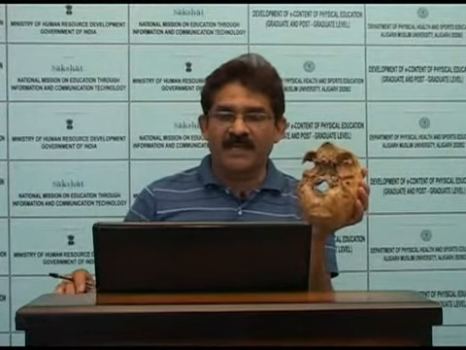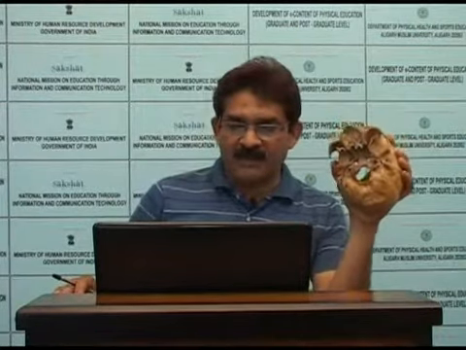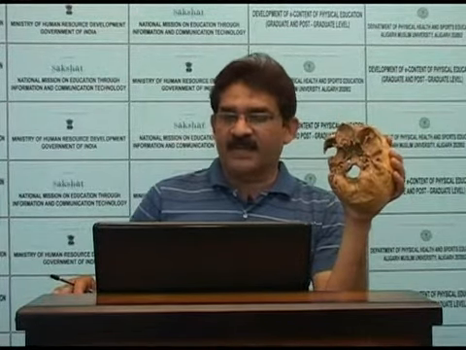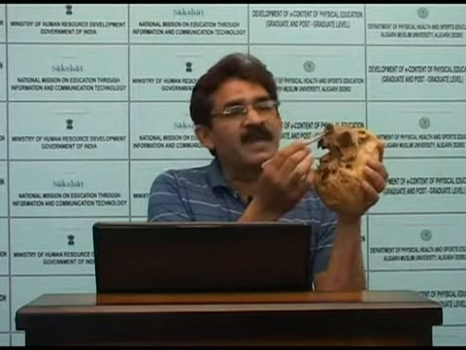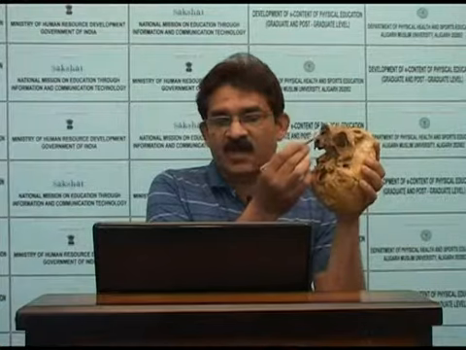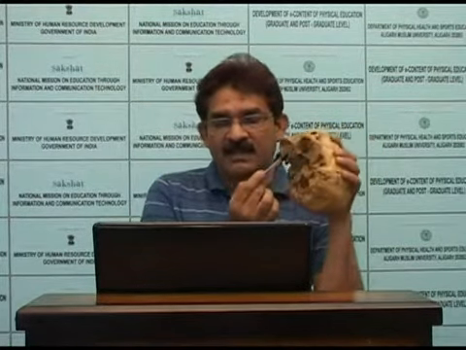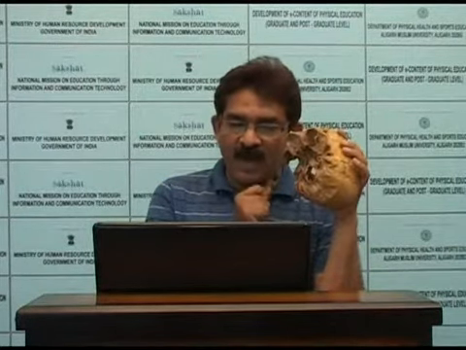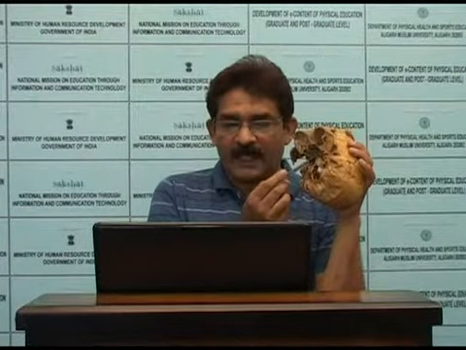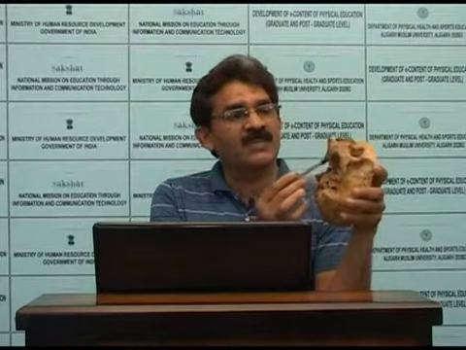Hard palate is formed by the palatine processes of the maxilla and horizontal plates of the palatine bone. A small portion projected posteriorly from the hard palate in the median plane is the posterior nasal spine. This is the anterior nasal spine and this is the posterior nasal spine.